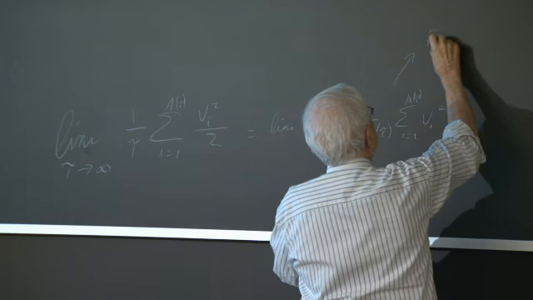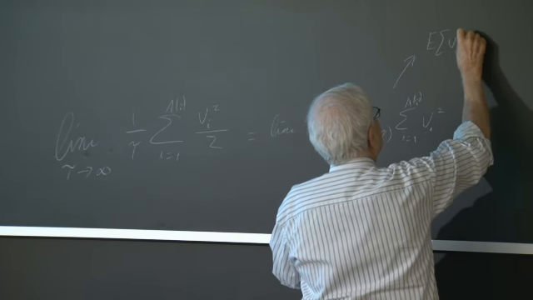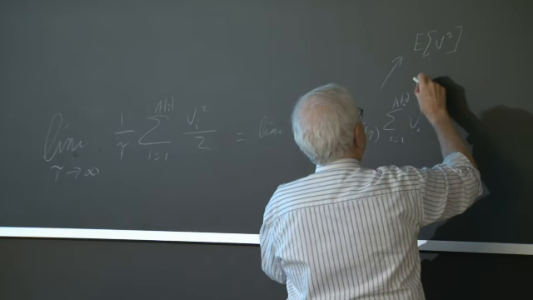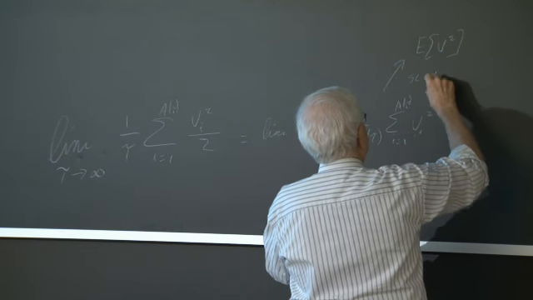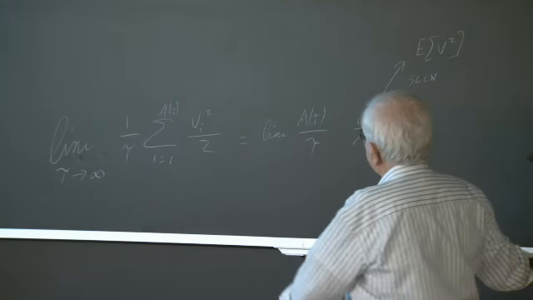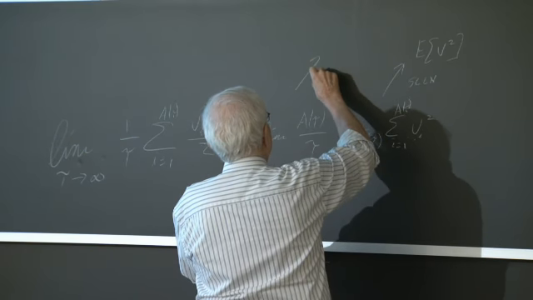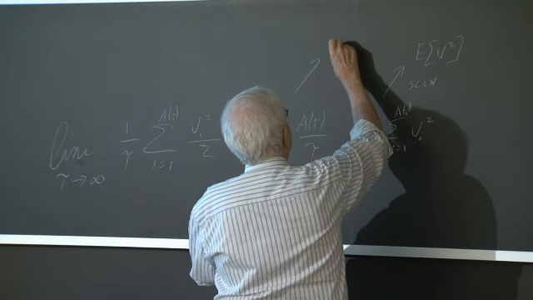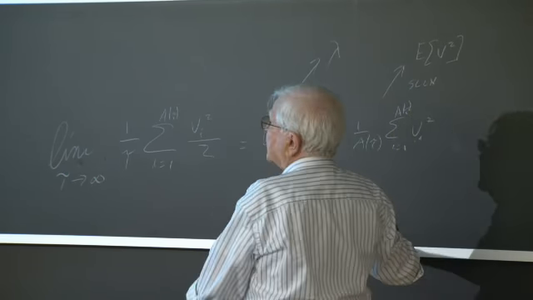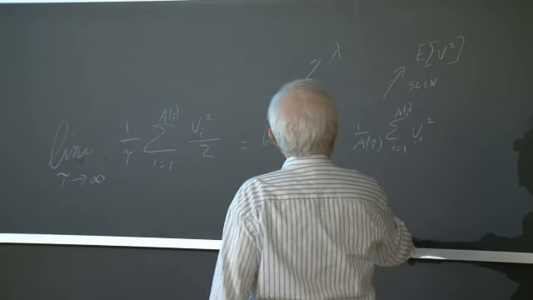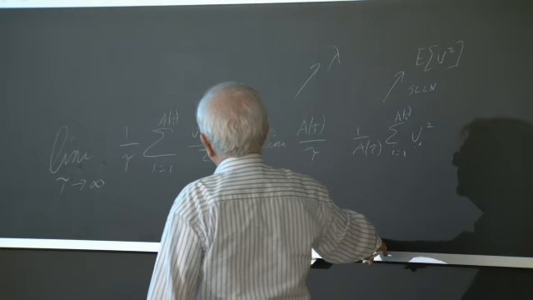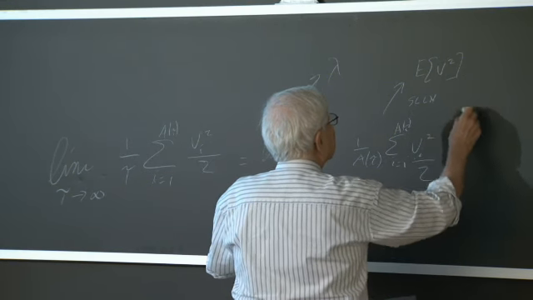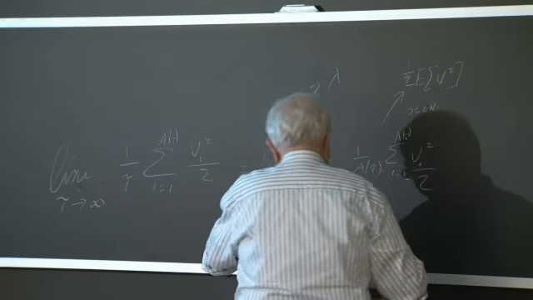It goes to the expected value of v_i squared, expected value of v squared, by the strong law of large numbers. Okay? And what does this quantity go to? A of tau over tau is the number of arrivals per unit time, and that goes to lambda. Is that what I got there? Oh, I forgot this 2 here. So that goes to 1/2 expected value of v squared.